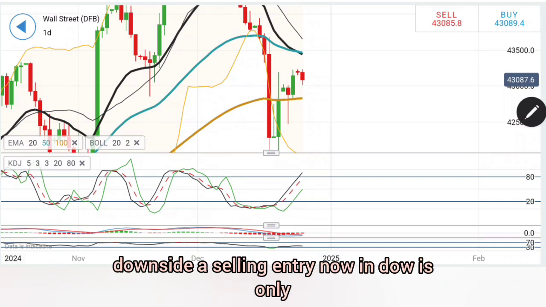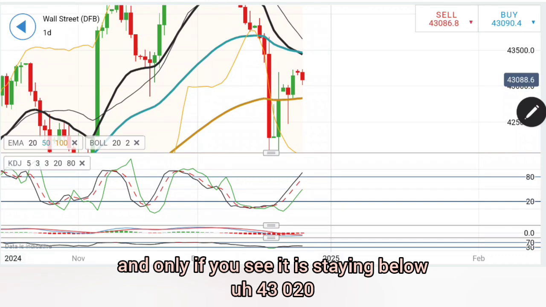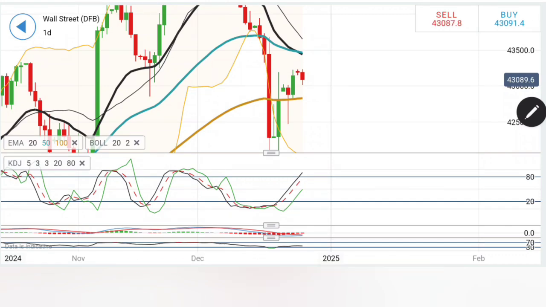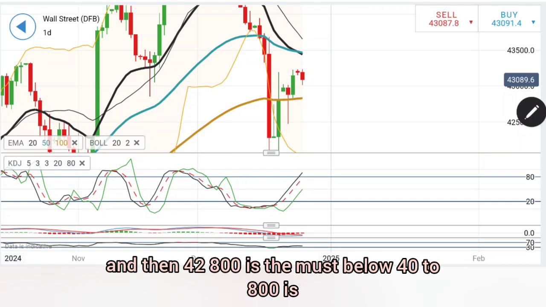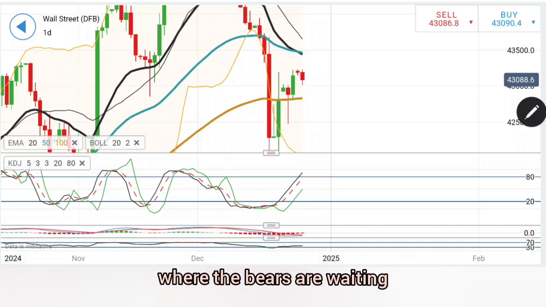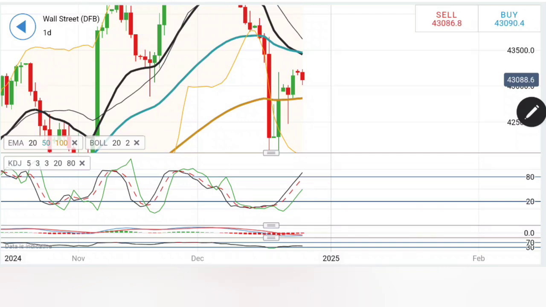On the downside, a selling entry now in Dow Jones is only and only if you see it is staying below 43,020 levels. Expect 42,970, 950 as the first, 42,900 as the next, and then 42,800 is the must. Below 42,800 is where the bears are waiting.